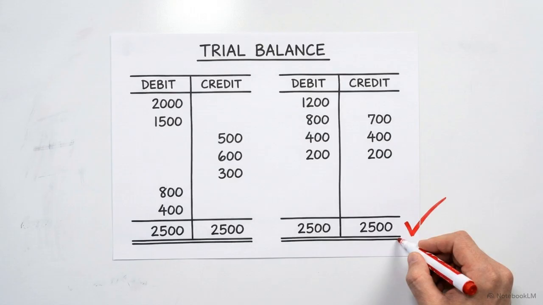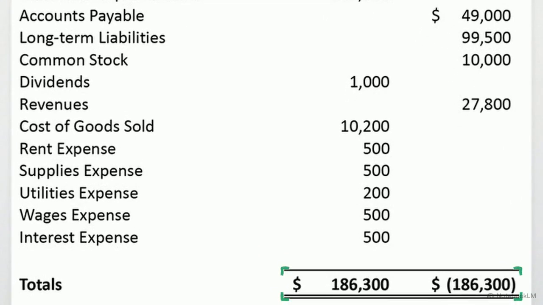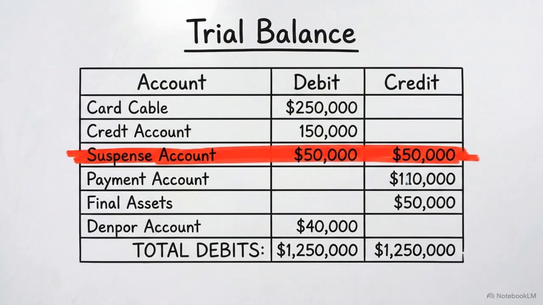Step 5 is your mathematical quality control test, the trial balance. This unadjusted trial balance for Paul's Guitar Shop tests the accuracy of the double-entry bookkeeping system. Look at the very bottom row. You can see that the total debits of $186,300 perfectly match the total credits of $186,300. But remember, a balanced trial balance only proves that your math is correct.